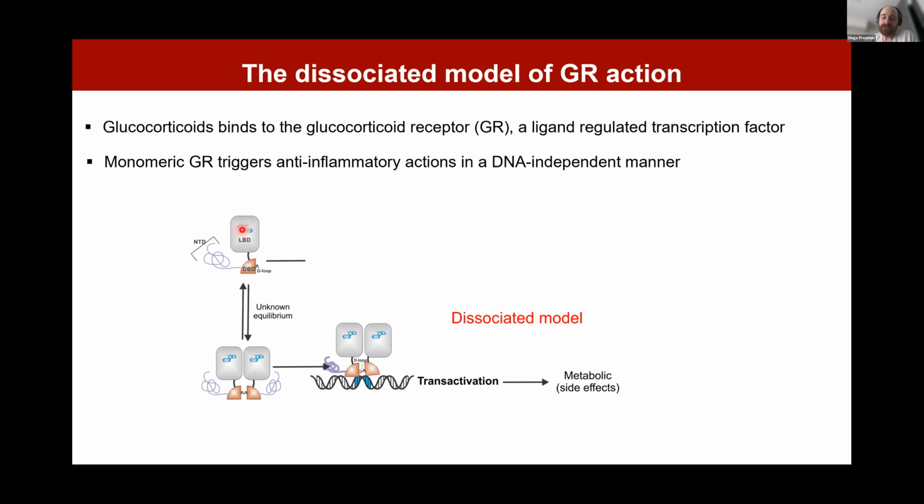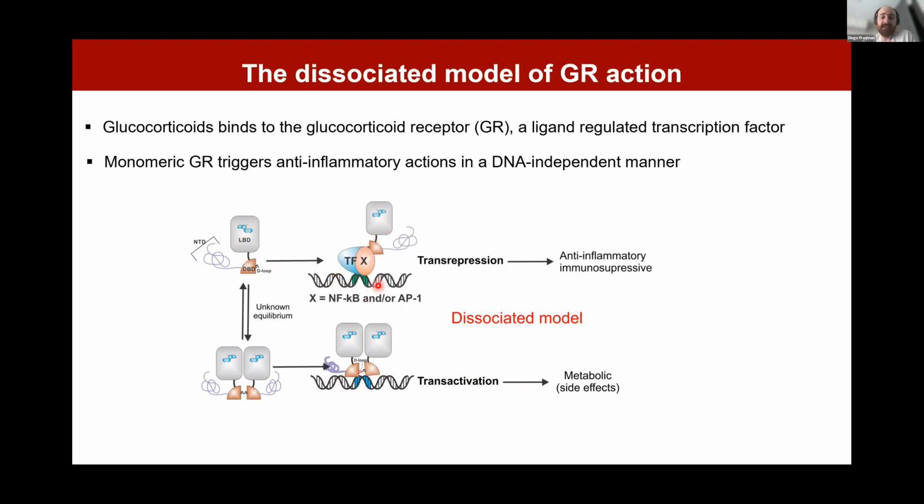Well, the monomeric receptor binds indirectly to DNA, by protein-protein interactions with other transcription factors, like NF-kappa B or AP1, which are major players in the inflammatory response. So in this way, monomeric GR acts as a co-repressor of these transcription factors, historically named the transrepression activity of the receptor, and it's believed, according to this model, to be involved in most of the anti-inflammatory actions. So in a nutshell, the dissociated model predicts that it is the monomeric GR who triggers the anti-inflammatory actions in a DNA-independent manner.